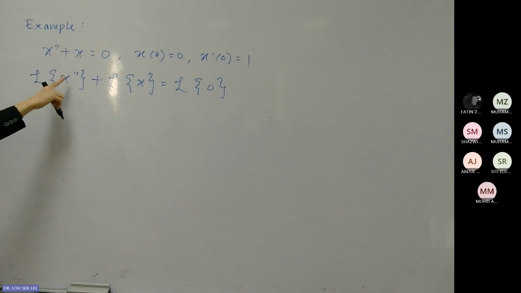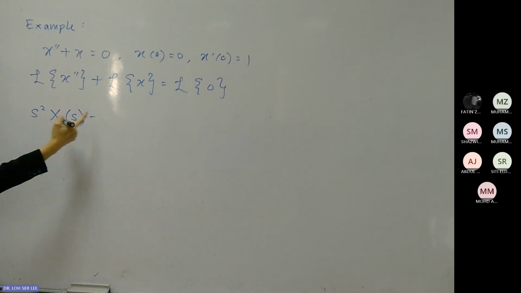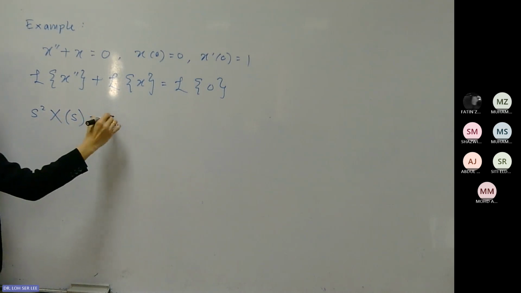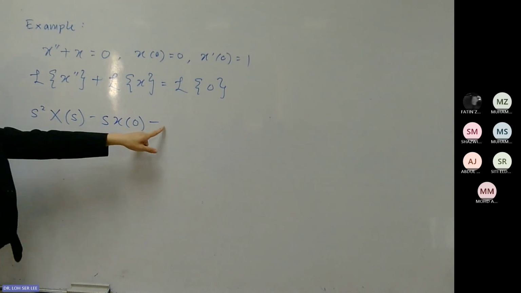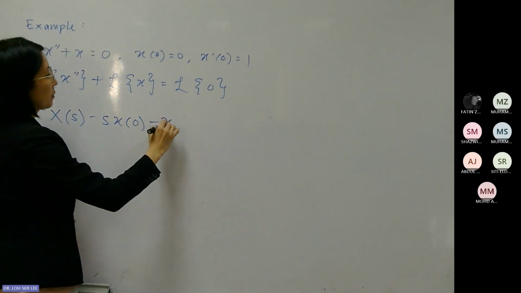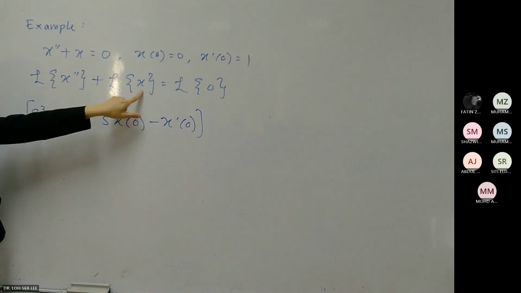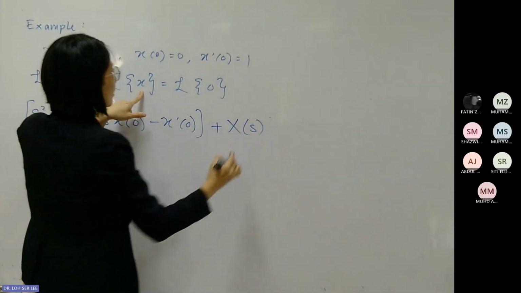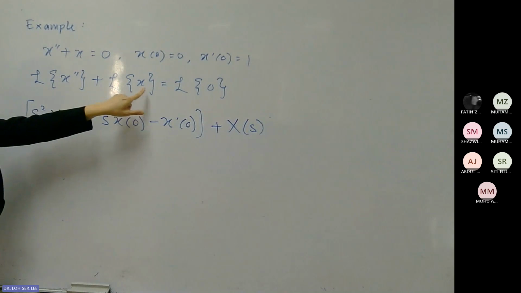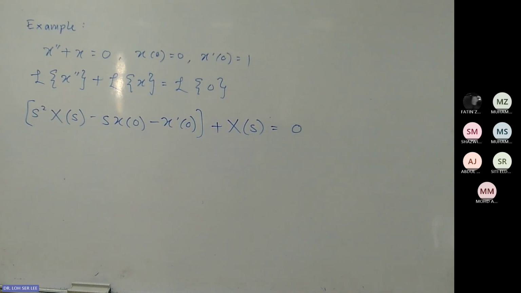So x double prime, right? So s squared X in s, minus s times lowercase x in 0, then minus s to the power of 0, x prime 0. So this is for the first term. Now Laplace x. This is not a derivative, so this is X in s. And Laplace 0 on the right, you get 0. Laplace 0 is 0.